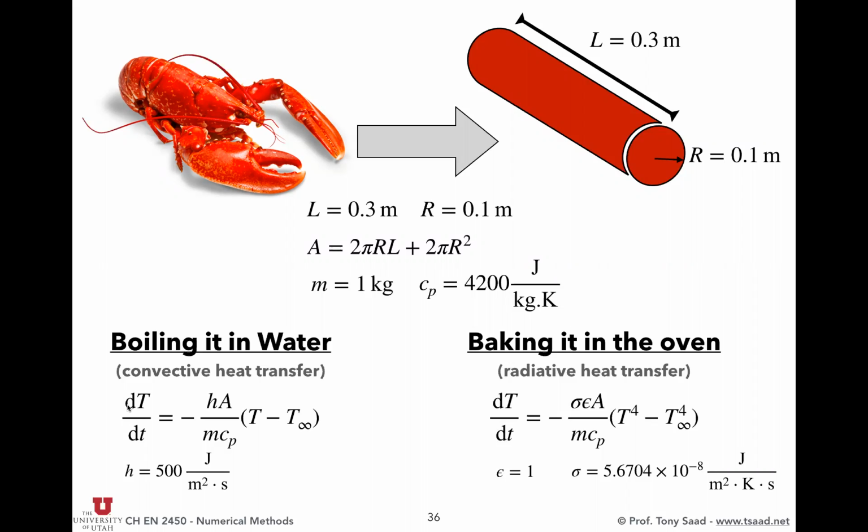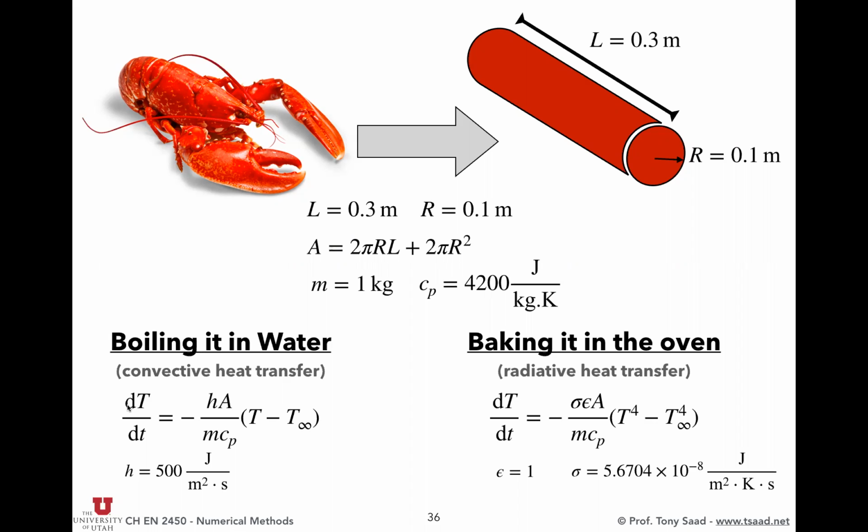Now most of the terms of the coefficient are fixed. A is the area of the lobster, the cylinder. M is the mass of the lobster. And Cp is how much heat that lobster can contain. We're going to assume it's the heat capacity of water, because the lobster tissue is about 70% water. But there's one coefficient, h, that we can control. h is called the convective heat transfer coefficient, and it is a function of the fluid in which the lobster is immersed.